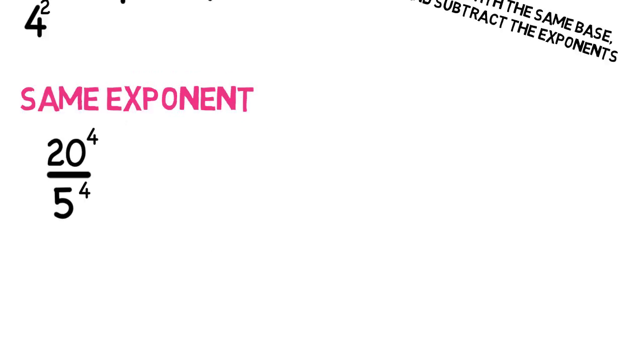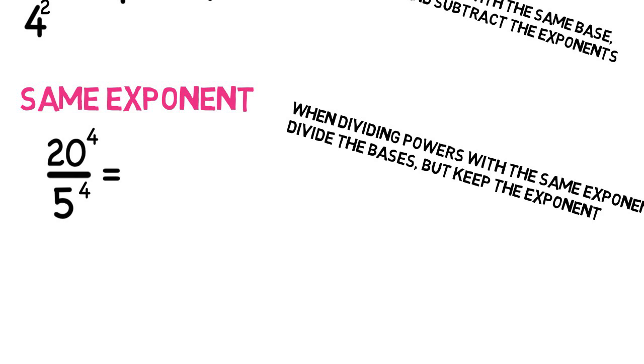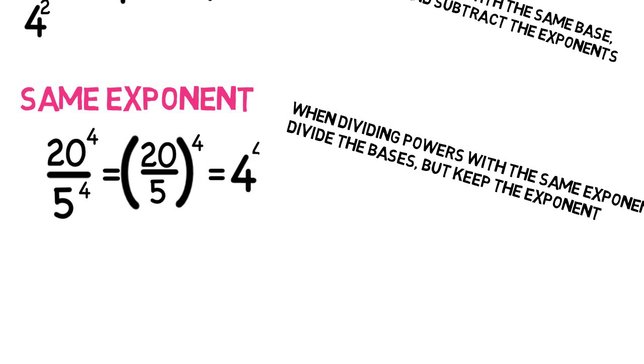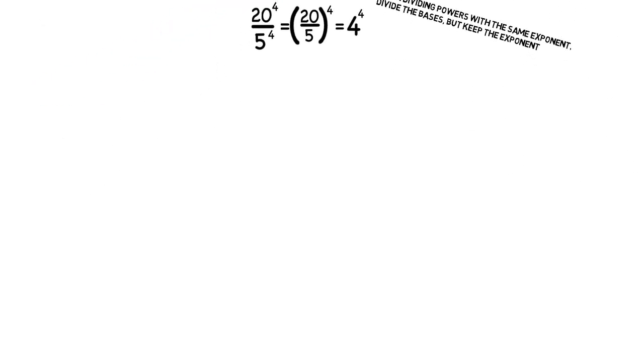Now our same exponent property states that if we have a quotient that has the same exponent, we can keep the exponents but divide the bases. So 20 to the 4th power over 5 to the 4th power would become 20 divided by 5 to the 4th power, which is equal to 4 to the 4th power.